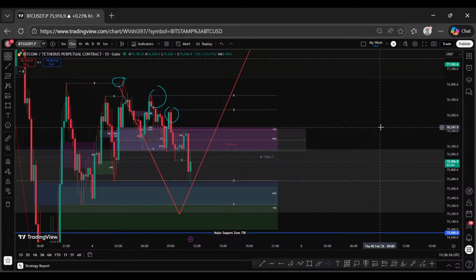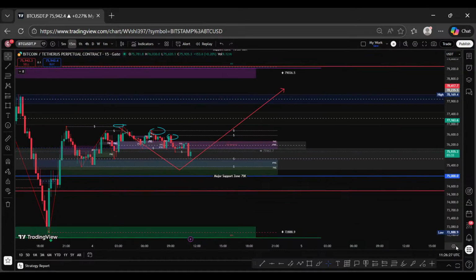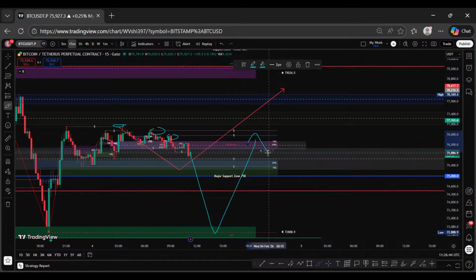Support and resistance zones. Let's take a clear look at the support and resistance levels. The key support zone here is at 72,888, and if price dips here, we may see a buying opportunity. If price is going to dip in here, we may see a buying opportunity. If price reaches this level, we may see a rejection or a pullback, which I'm talking about here.